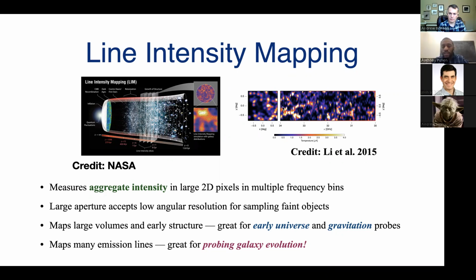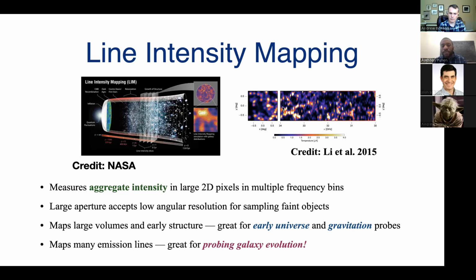You can also map structure much earlier in time, because you can measure structure from much fainter objects, with those objects potentially being at much higher redshifts. This is great for early universe physics and gravitational physics, because you can probe very large scales. We're mapping very large volumes, meaning you can probe structure on very large scales. In addition, being able to map emission at much higher redshifts means you can probe structure earlier in the universe. So this is great for cosmology.